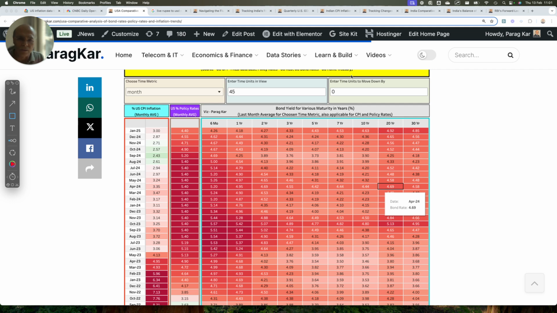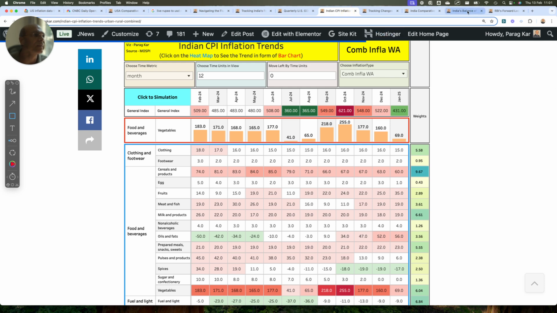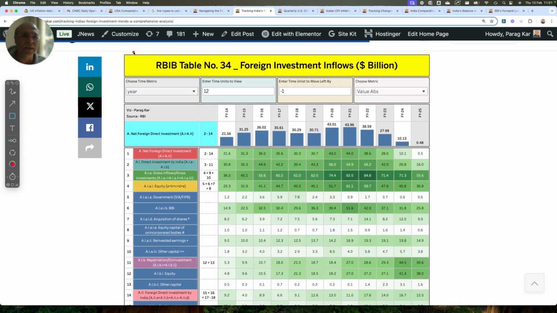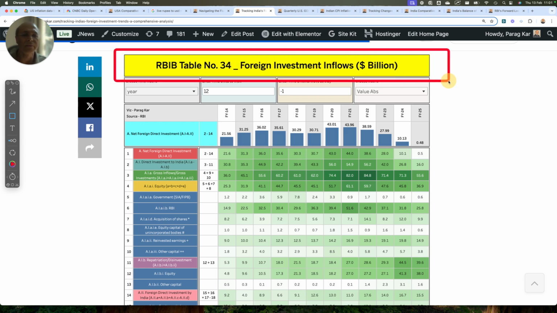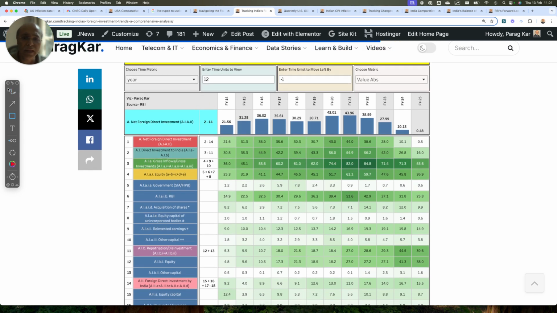Now, before I take you through what kind of risks we see from our inflation continuing to remain high, I would like to show you how much capital outflow we have seen until the time the data is available. One of the charts I have been tracking is RBI table number 34, which gives you foreign investment inflow in dollar billion. I have plotted this on a yearly time scale, and you will see that the numbers peaked till FY 2020, then FY 21, and then it is dropping.